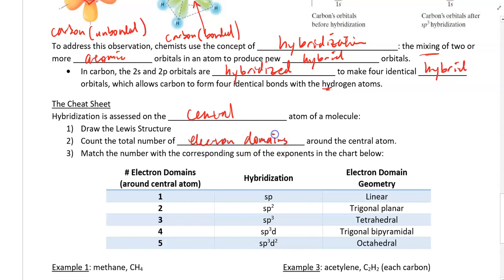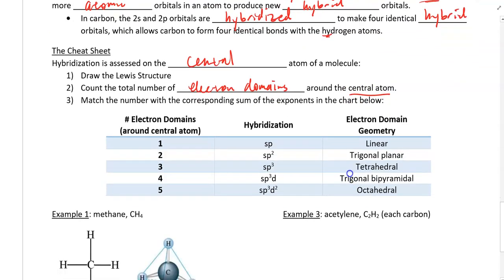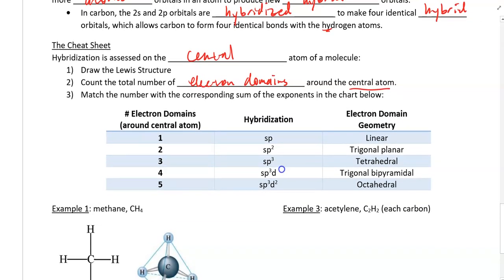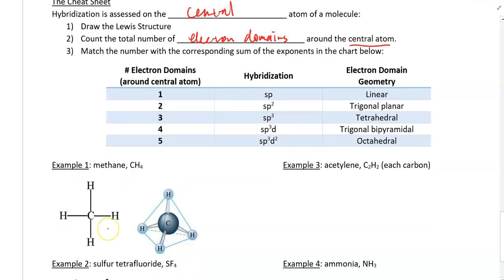If you remember, electron domains are basically areas where electrons are. They can be bonding domains and they can be lone pairs, but again, focused around the central atom. Then you match that number with the chart below. For example, just a minute ago we did CH4, so I'm going to use this as an example. CH4 has 1, 2, 3, 4 bonding domains, or electron domains, period.